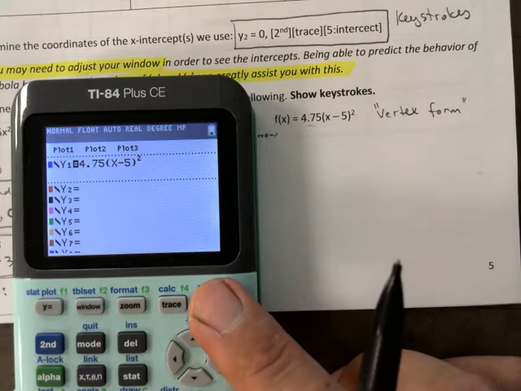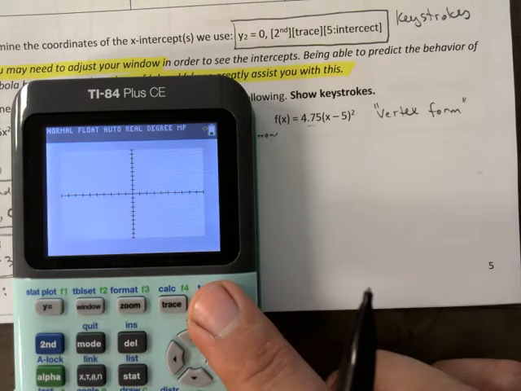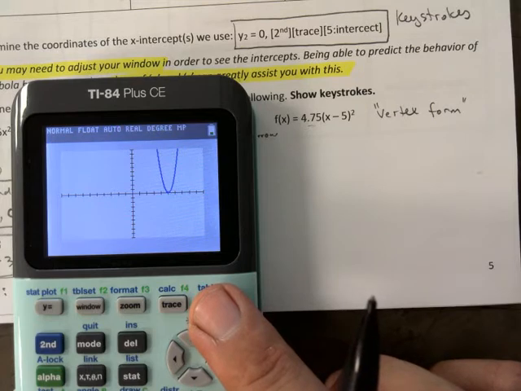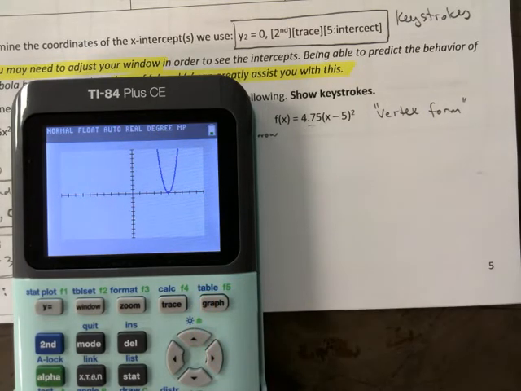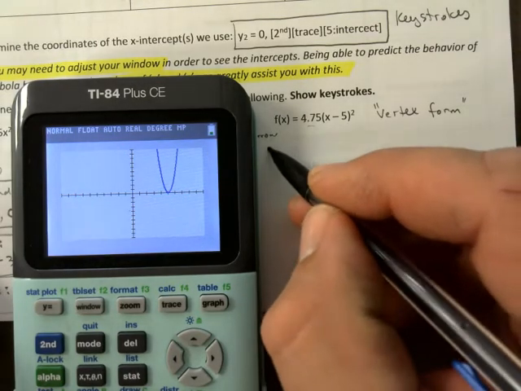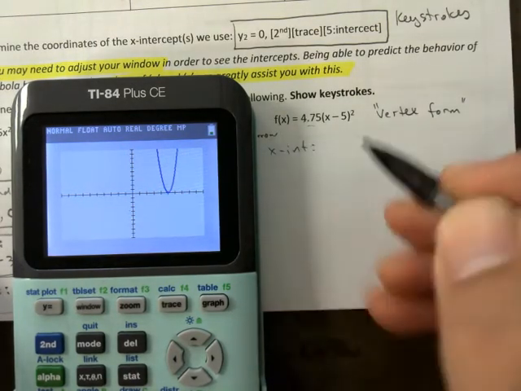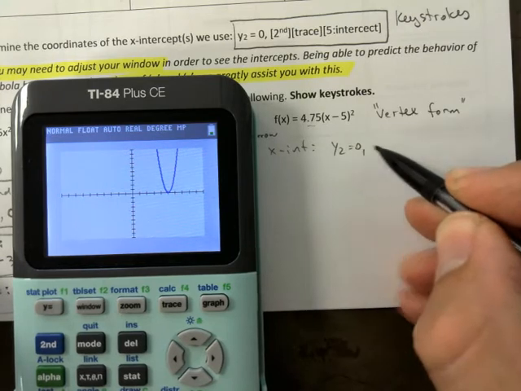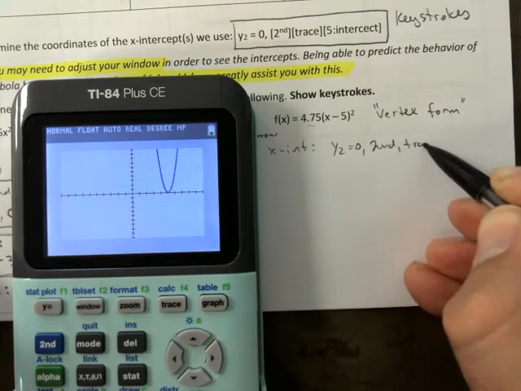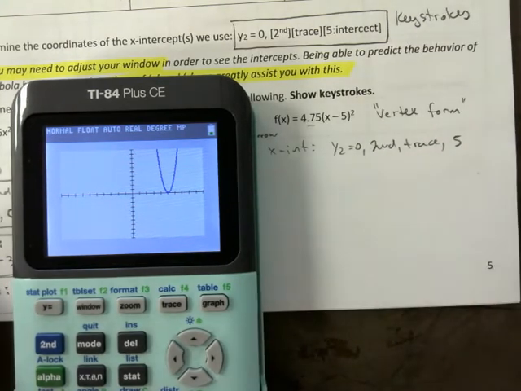So hit graph. It's right there. Okay. So here, what are we going to find first? Let's do the x-intercepts first. And I will go through this. y2 is equal to 0. Second, trace 5. Okay. That's how we're going to do it.